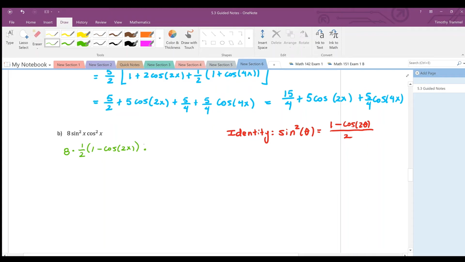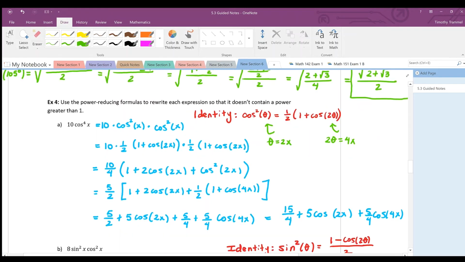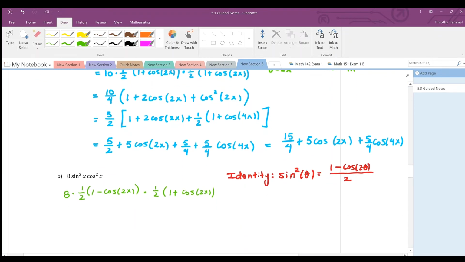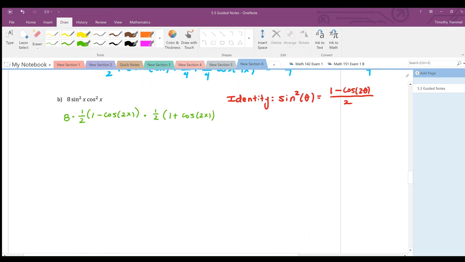And then we have the identity for cosine squared, which looks like 1/2 times 1 plus cosine of 2x. And we have that identity right here if we want to look at it. Cosine squared theta is equal to 1/2 times 1 plus cosine 2 theta. And now what we'll do is multiply together the constant terms. So this is 8 times 1/4. Let's write 8 over 4 here.